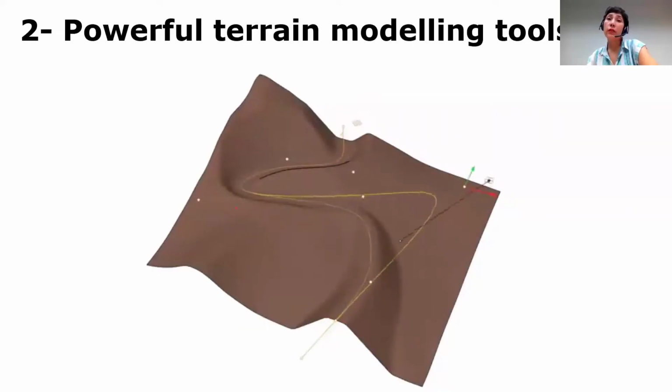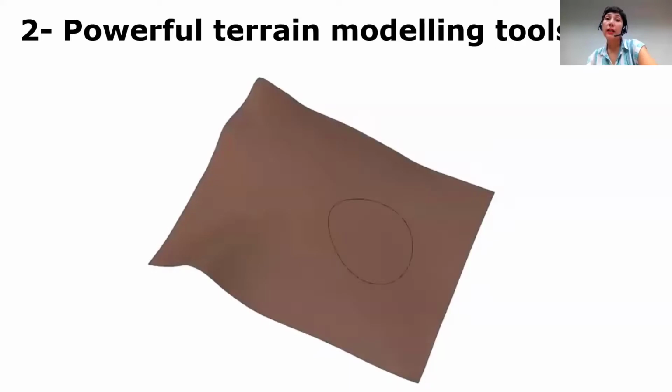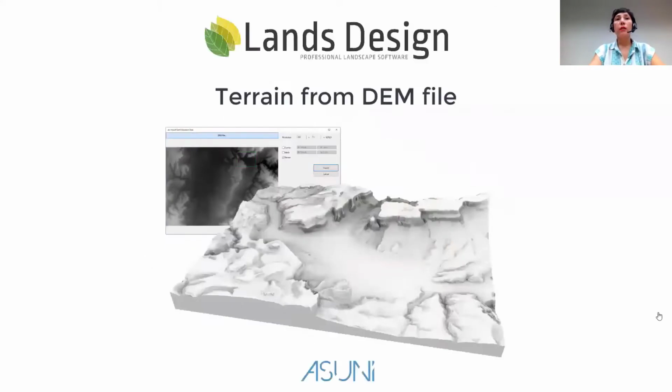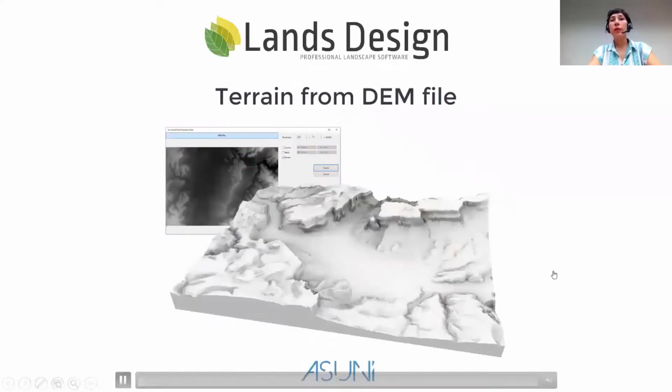You can divide the terrain as well, and Lands Design will calculate the volume of earth moving operation in each operation and in total. So finally, by one click, you obtain the quantity of whatever you have done on earth moving operation. You can also insert terrain from BIM files.